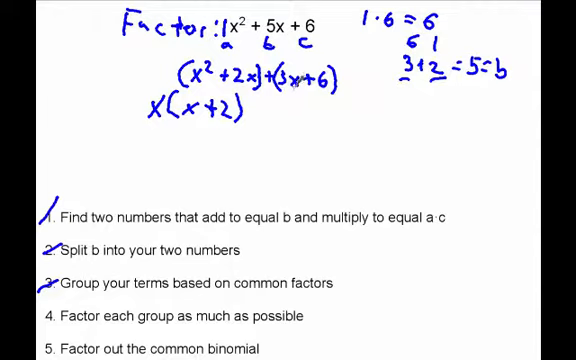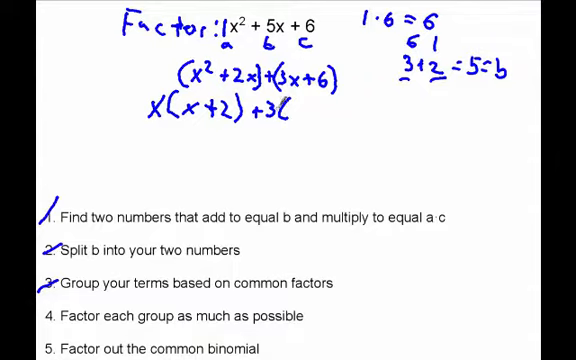Now we want to do the same thing with these two terms, 3x plus 6. Well, we know x isn't going to be in our greatest common factor because 3x has an x, but 6 does not. But what can I find? Well, 3 and 6 are both multiples of 3, so I can factor out a 3.